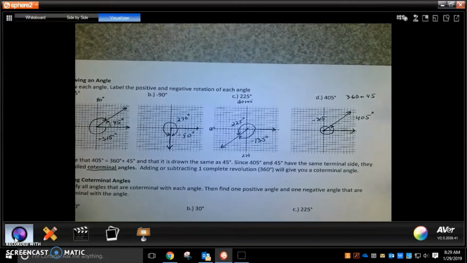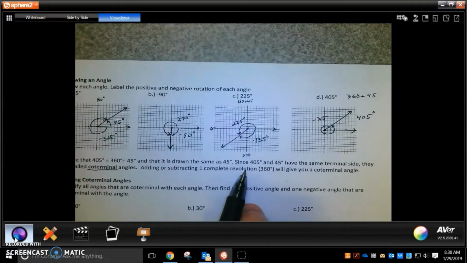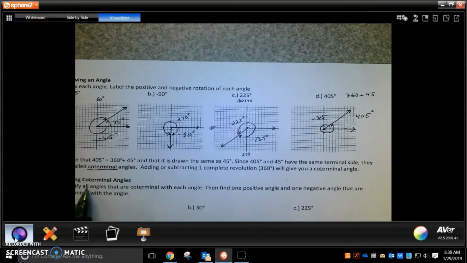And they're actually the exact same angle. It's just another way to name them. Okay? Adding or subtracting one complete revolution, which would be 360 degrees, will always give you a coterminal angle. So down here, the directions say finding coterminal angles. Identify all angles that are coterminal.